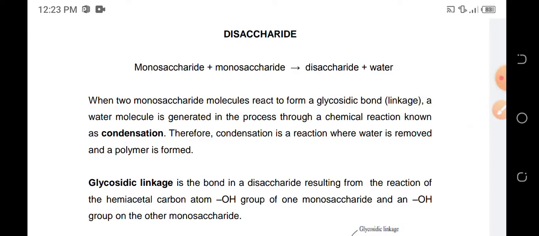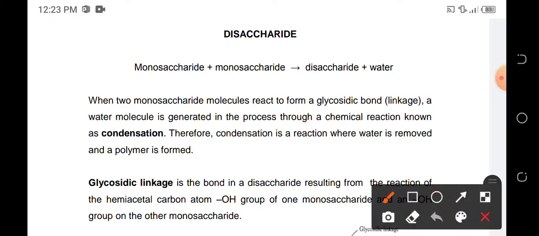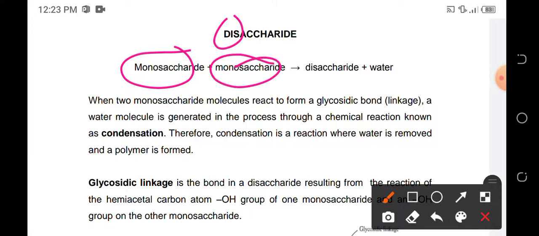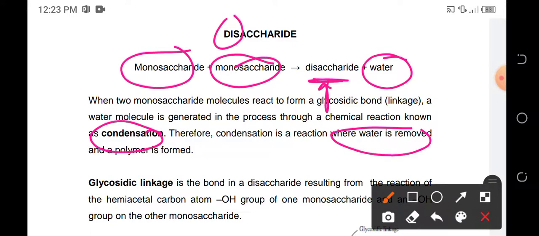Disaccharides are formed upon the reaction of two monosaccharides. So the di means two. So we have a monosaccharide reacting with another monosaccharide to form disaccharides. This is a condensation reaction wherein, aside from the disaccharide being formed, a water molecule is also formed because it was removed from the reaction of the two monosaccharides.